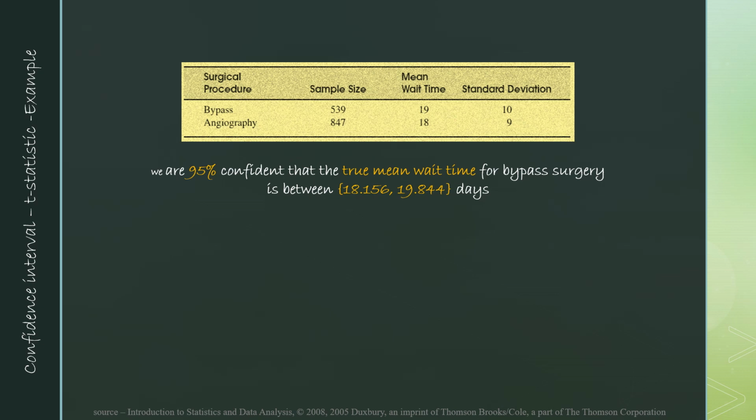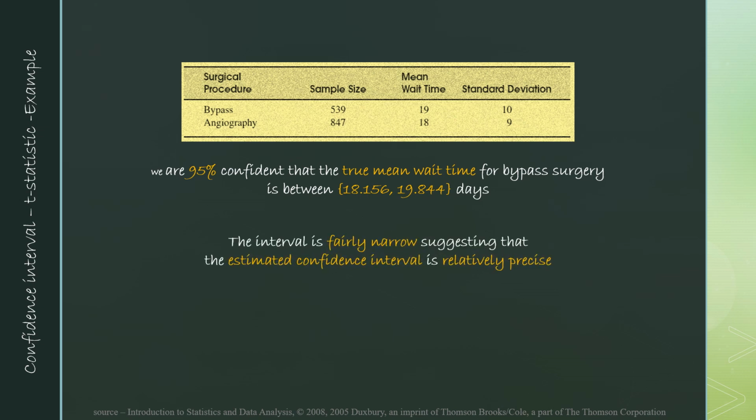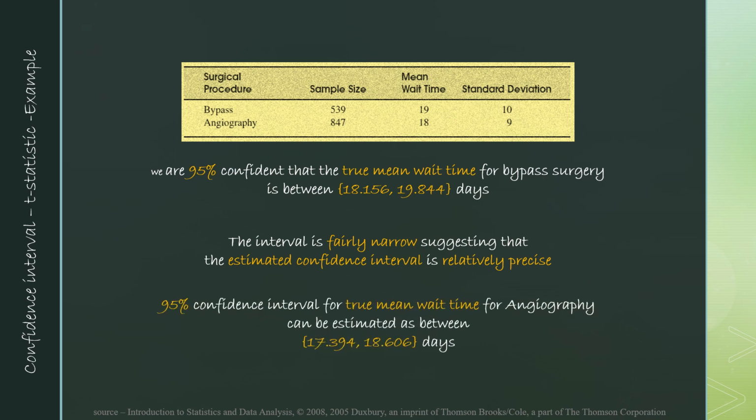Based on the sample, we are 95% confident that the true mean wait time for bypass surgery is between 18.156 and 19.844 days. The interval is fairly narrow, suggesting that the estimated confidence interval is relatively precise. Similarly, the 95% confidence interval for true mean wait time for angiography can be estimated as between 17.394 and 18.606 days.